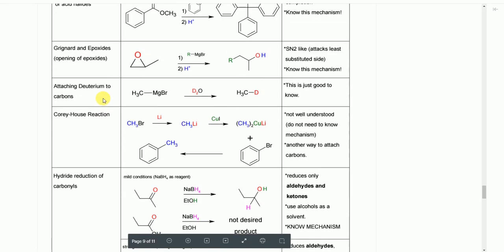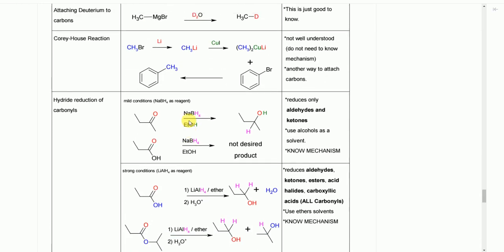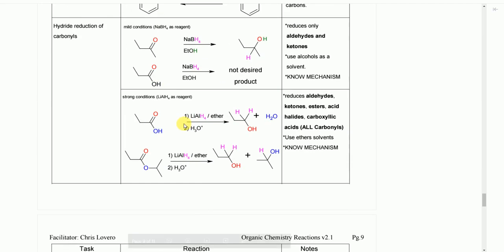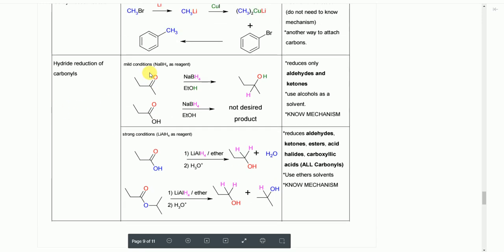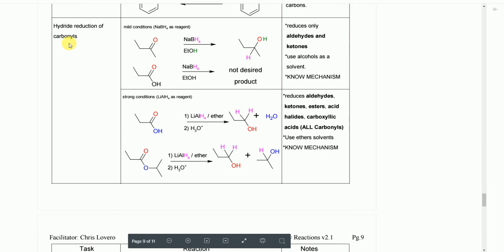So yesterday, I stopped right here at the Corey House reaction. This reaction, just to remind you, is not required to understand, just to memorize and just kind of see how it works. Now, we've been doing a lot of reduction oxidation. It's a common trend here. And so in these reactions right here, hydride reduction of carbonyls. So we're using hydride, aka hydrogens that are nucleophilic per se, and we're going to use them to reduce carbonyls. Carbonyls are the carbon double bond O structures. So I'm going to put these up right here.